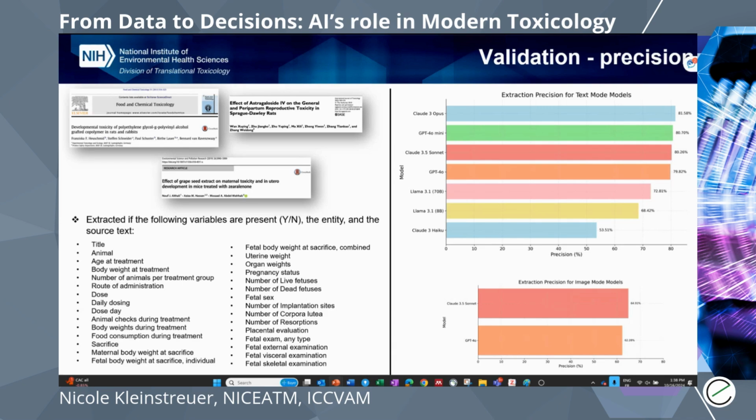We looked at various large language models, and we looked at both text mode and image mode. Consistently across the board, the text mode vastly outperformed the image-based mode. I think that really just represents the training, the effort that's been put into training large language models has been very, very text-centric over the last year or two. And the Claude 3 Opus model from Anthropic was the highest performer, and that's an open access model. And we're achieving almost 82% precision based on manual review, which I think is really, really impressive.